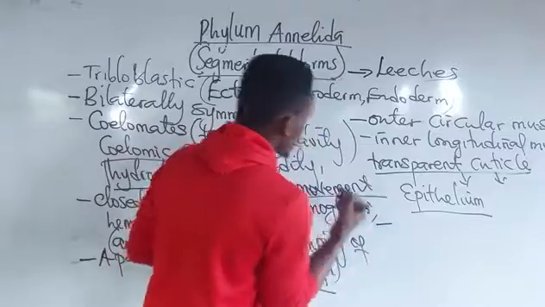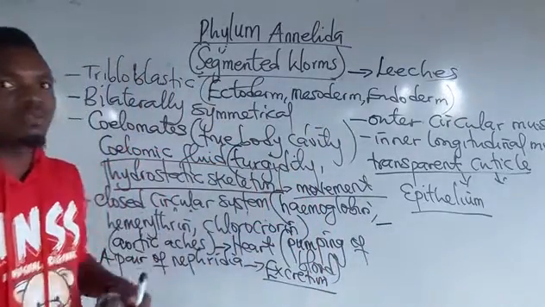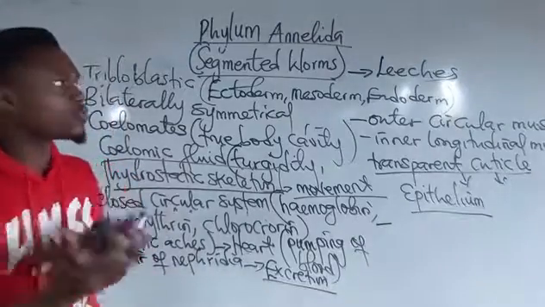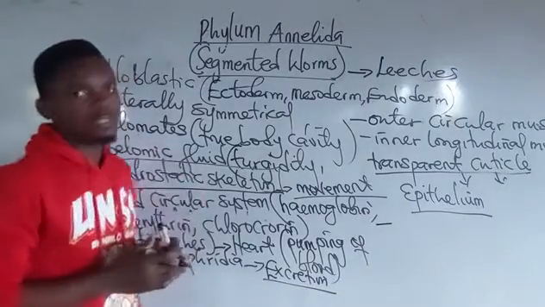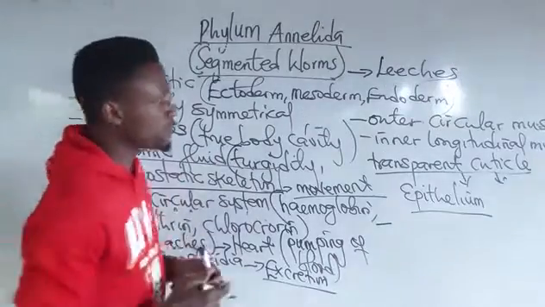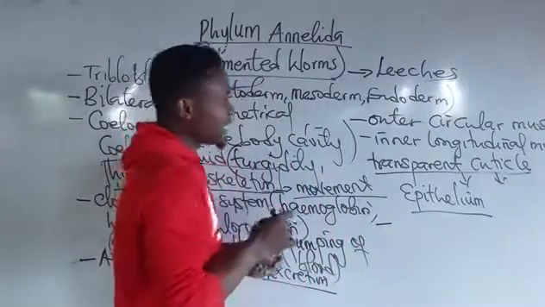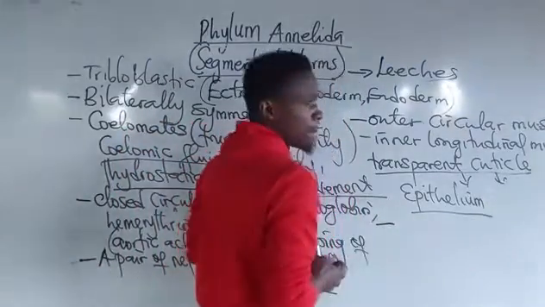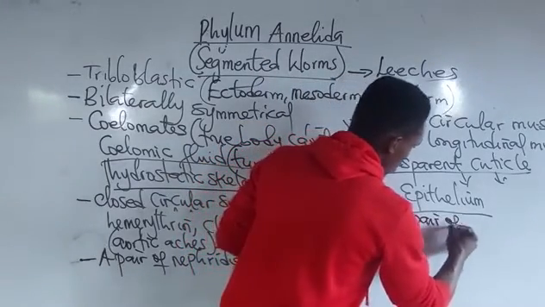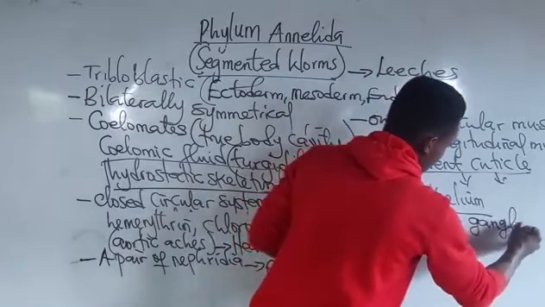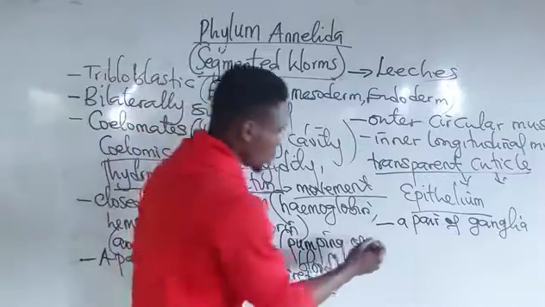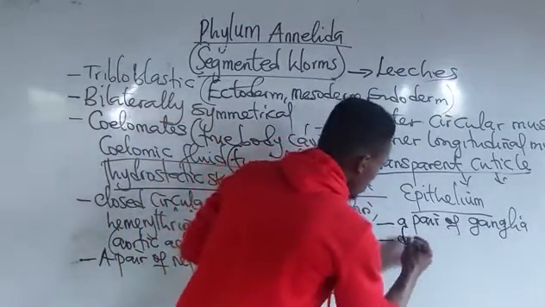Secondly, I told us that these worms are also called segmented worms. Now, how would you describe the nervous system of the annelids? It is very simple. The annelids have a pair of ganglia. And their brain is modified as what?